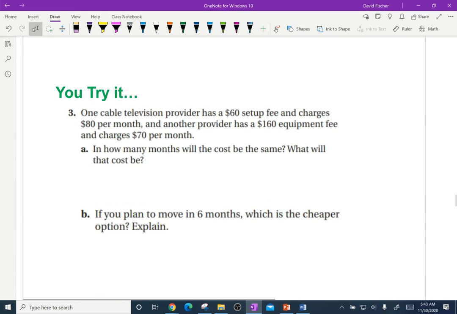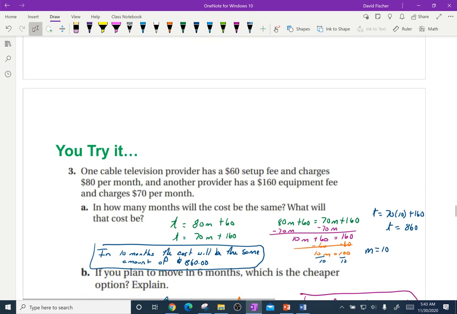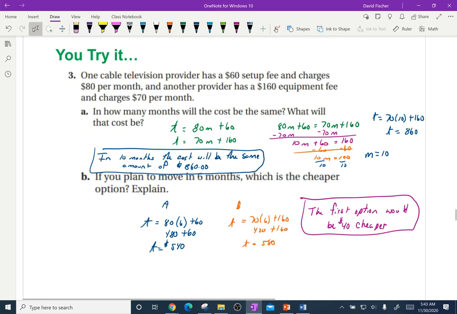As always, I got the answer on the next page, so pause your video, give this problem a shot, and let's see how you do. All right, I'm hoping you did okay on this one. I got in 10 months, the cost will be the same amount of $860 for the first letter A. And the first option would be $40 cheaper in this case, so it's option 1 and 1 again.